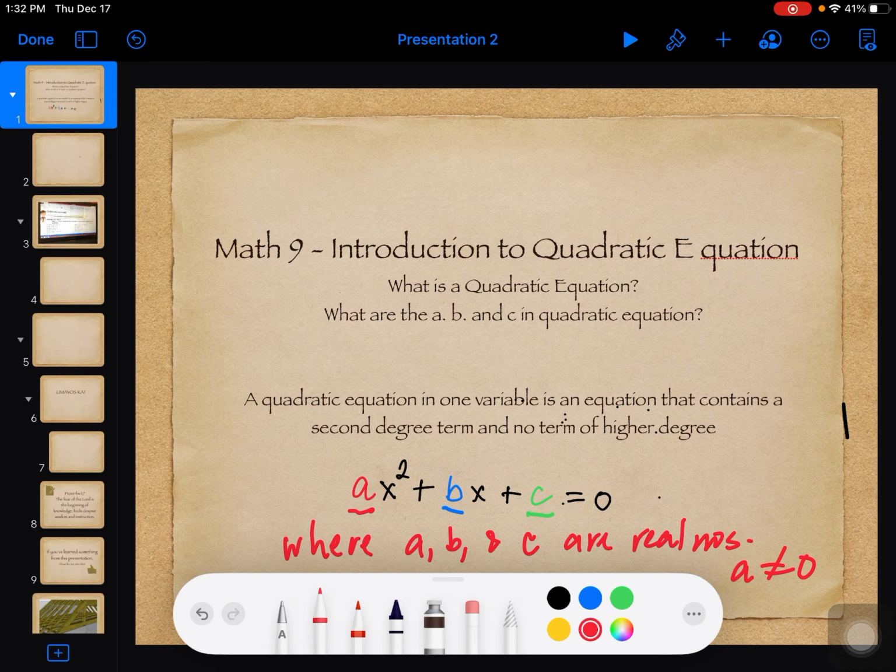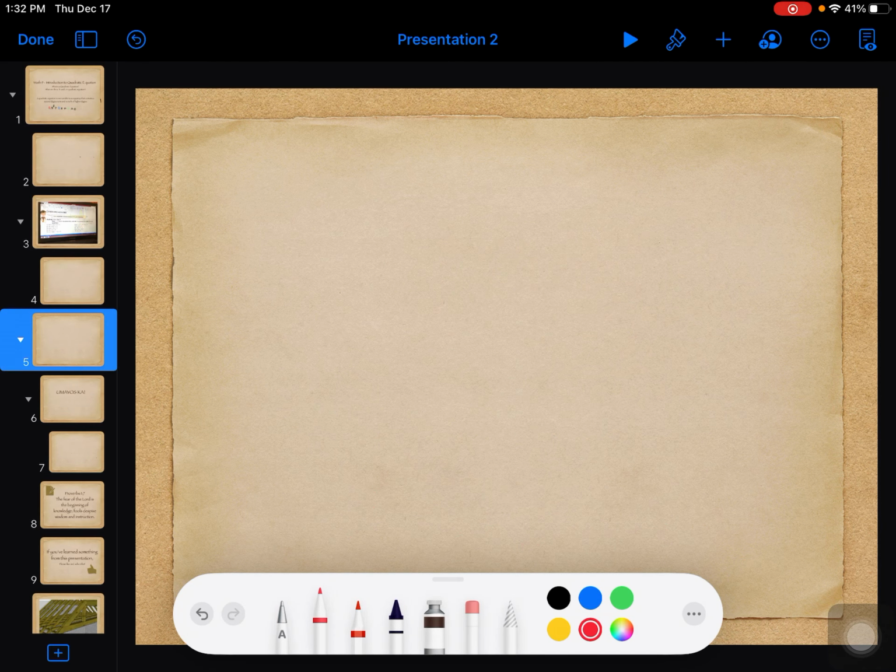All right, so for that particular concept, we're done with that, and next we're going to see my next example. First I'm going to write the equation. This is example number 5. We have 3x squared plus 2x equals 1.